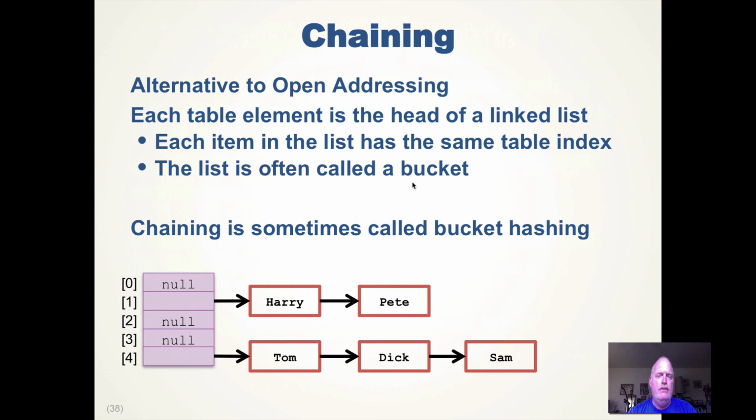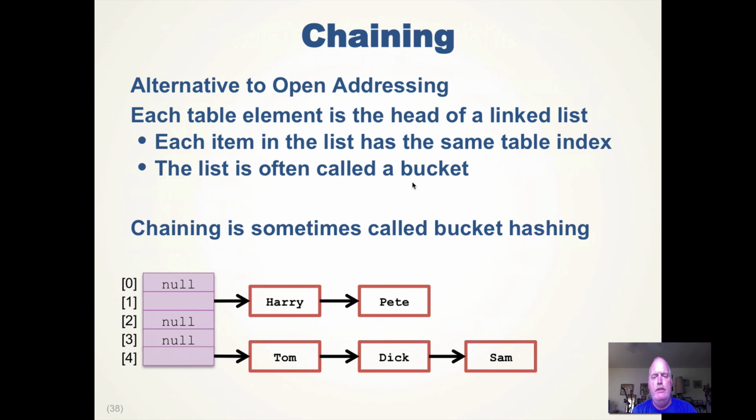The alternative to open addressing and probing is to use a linked list at each of the table locations. So the table holds a linked list of the items. Each table element is the head of a linked list. Each item in the list has the same table index, so when you calculate your index based upon your hash code and modding by table size, you then just search the list to insert it. Often the list is called the bucket, and sometimes this is called bucket hashing. So in our previous example, where Pete and Harry collided at 1 and Tom, Dick, and Sam all collided at 4, you would just have a linked list with the items.